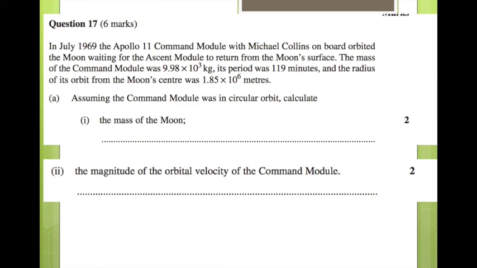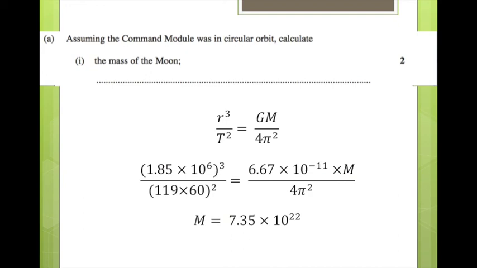Second question. In July 1969, the Apollo 11 command module was orbiting around the moon. The mass of the command module was 9.98 times 10 to the power of 3 kg, its period was 119 minutes, and the radius of its orbit from the moon's center was 1.85 times 10 to the power of 6 meters. In part A of the question, we are asked to find the mass of the moon.